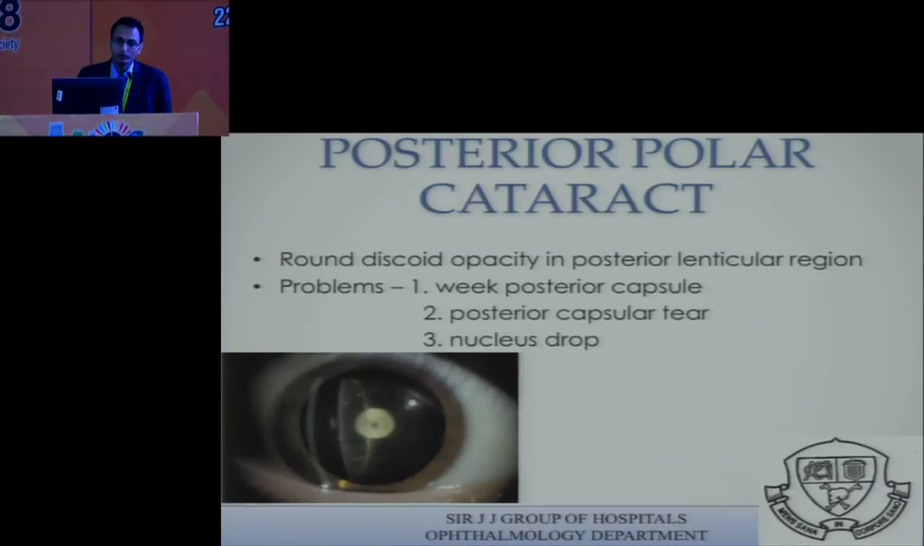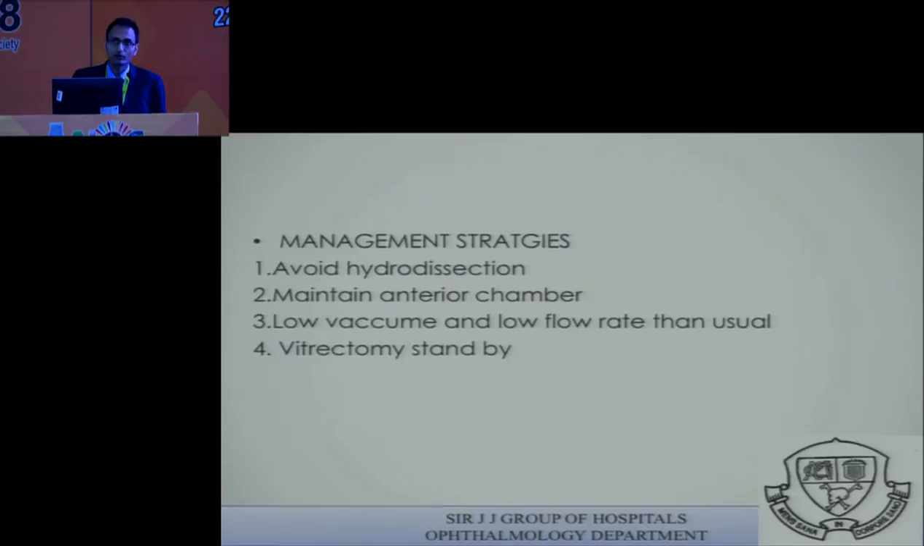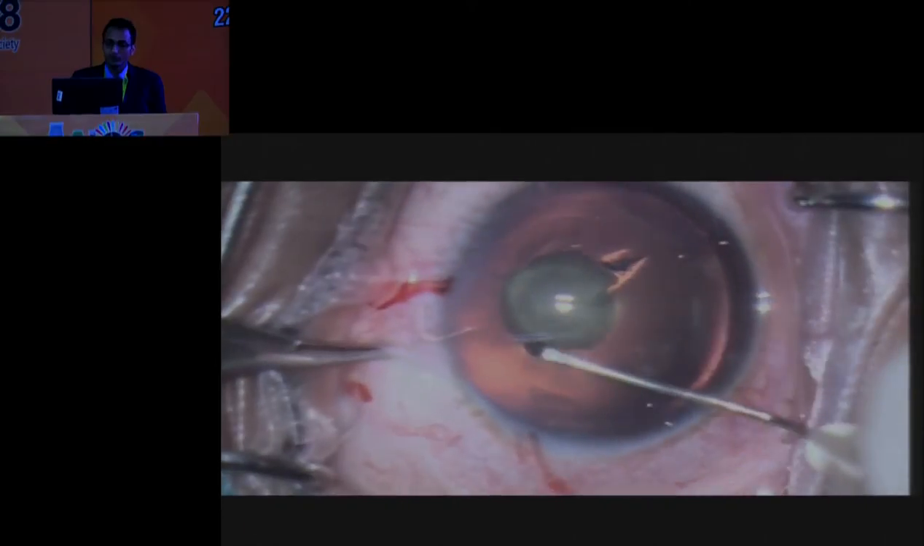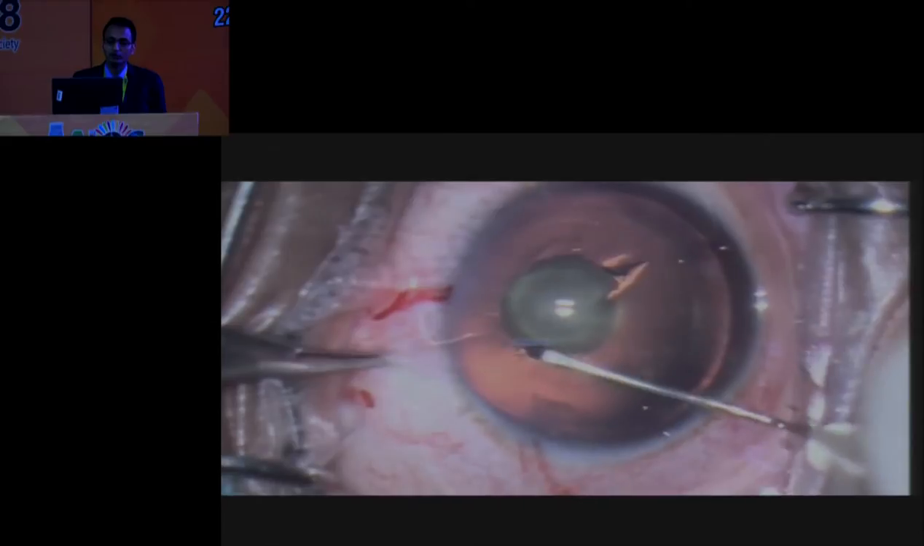So in posterior polar cataract, there is always a high risk of weak posterior capsular tear and nucleus drop, and there are very basic golden rules of the posterior polar cataract that need to be followed: you need to avoid hydrodissection. Hydrodelineation is the best. You need to maintain the anterior chamber, low vacuum and low flow rate, because you don't want to increase the IOP suddenly, and the vitrectomy has to be on standby. So this is one posterior polar cataract.